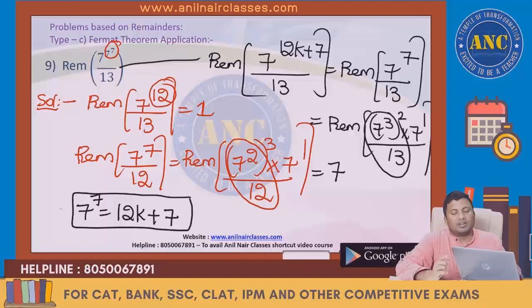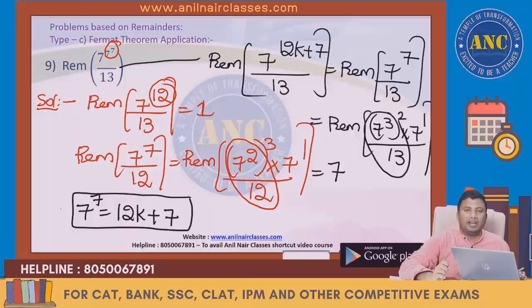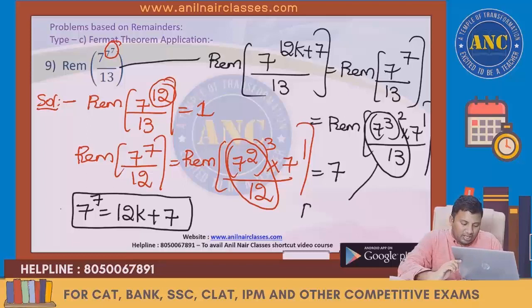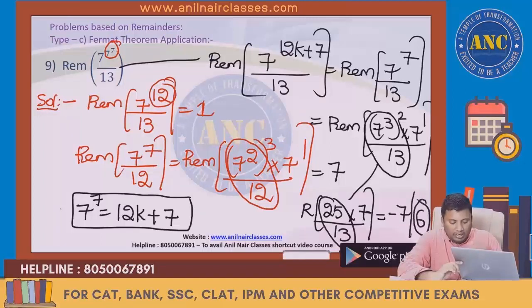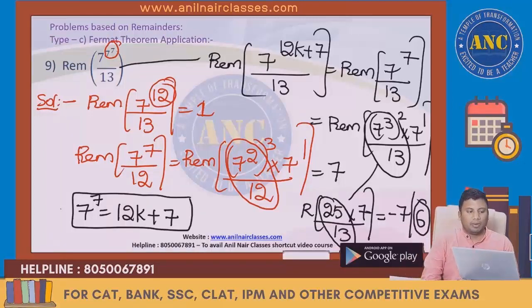7 cube is 343. 343 divided by 13. 13 twos are 26. 83. 13 sixes are 78. Remainder 5. 5 square is 25. 25 into 7 divided by 13. 13 twos are 26. Minus 1 into 7. Minus 7. Positive remainder is 6.